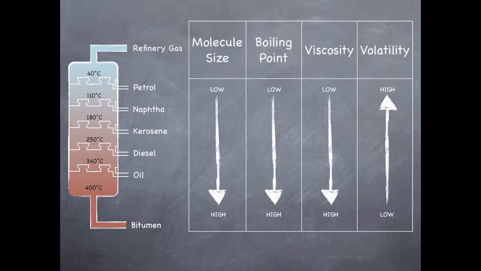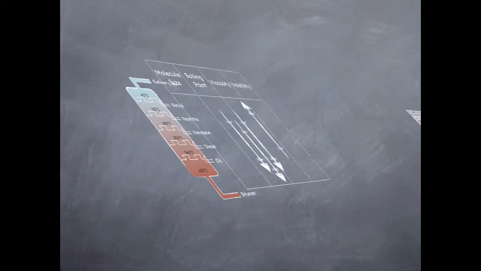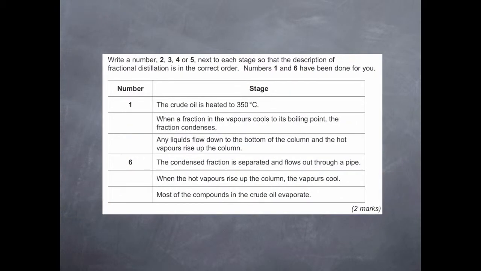So that's all the information you'll need to remember for this video. Now it's time for a practice question from a past paper. This question was asked in June 2012. Write a number 2, 3, 4 or 5 next to each stage so that the description of fractional distillation is in the correct order. Numbers 1 and 6 have been done for you. So pause the screen now and see if you can answer this question.